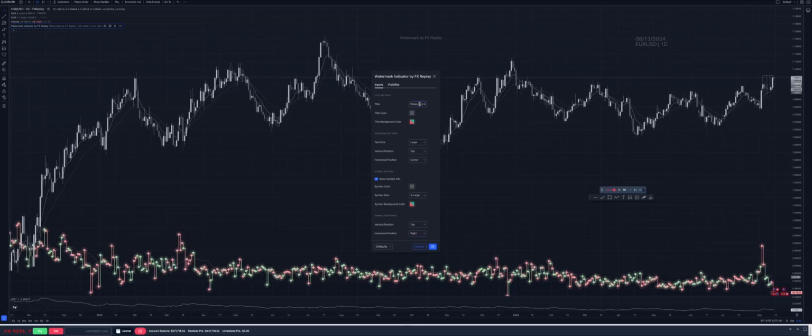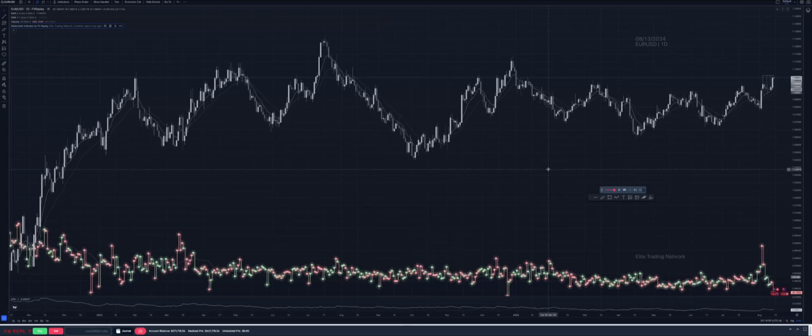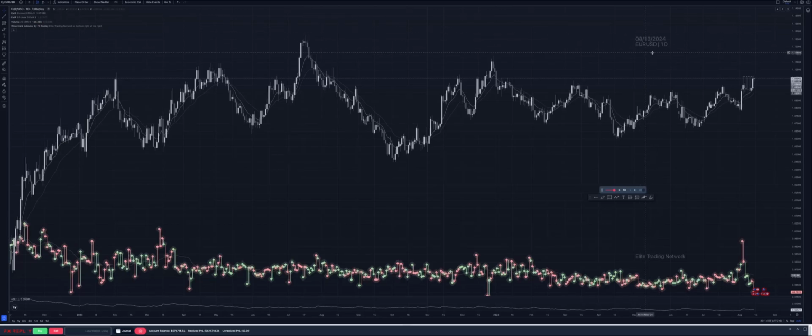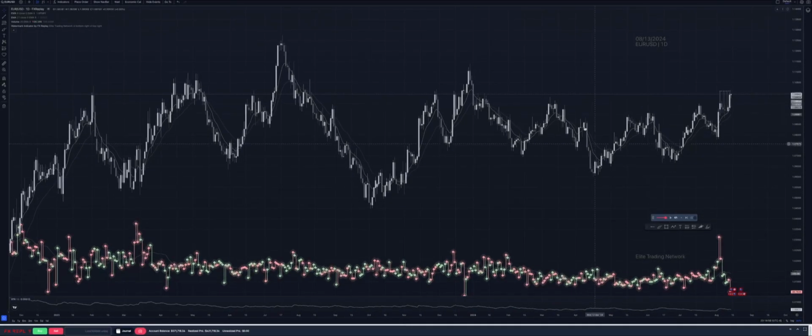We don't really need to show a title. We'll just do Elite Trading Network, just for the team, and put it bottom right. Cool. So now we have both these indicators. You can see the time frame up here. It might be a little bit in the way, but that's okay. And we have our little watermark for whatever.